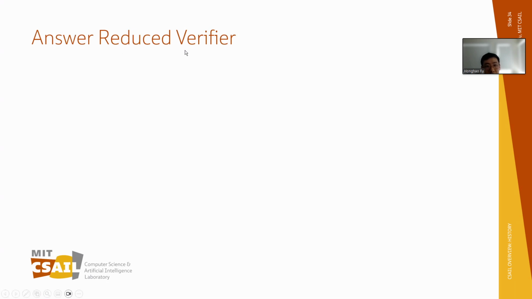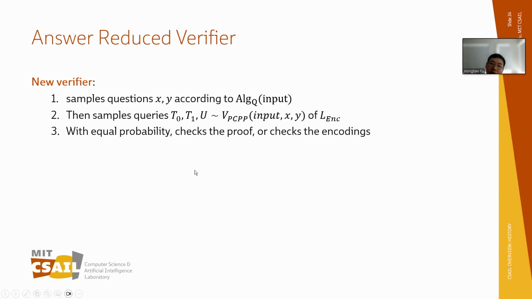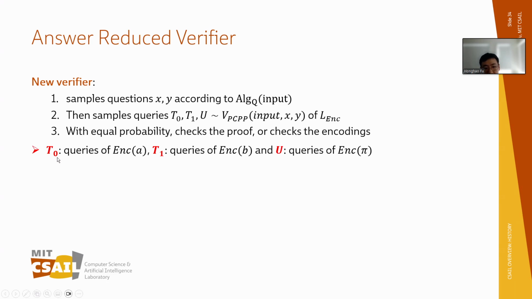So the new answer reduced verifier is going to first sample the question XY according to the original verifier. And then it's going to sample questions or queries T0, T1, U from the PCPP verifier for the language L-inc. Then with equal probability, it is going to check the proof by query T0, T1, U, or check the encodings held by the provers. So the key thing is that T0 is a query to the encoding of A, T1 is a query to the encoding of B, and U is a query to the encoding of pi.